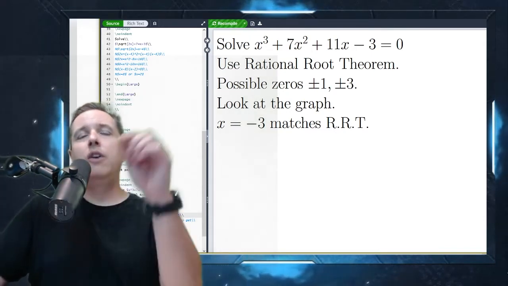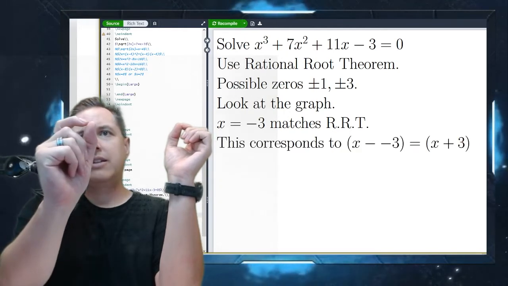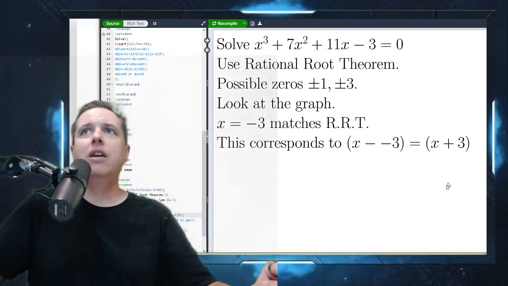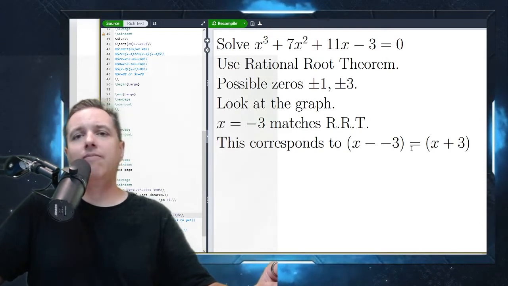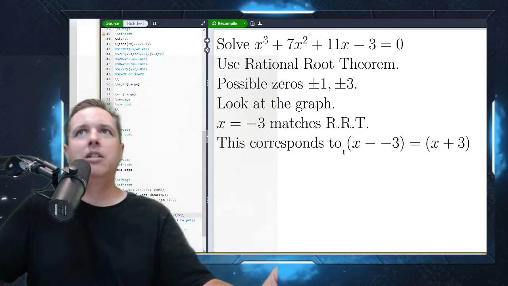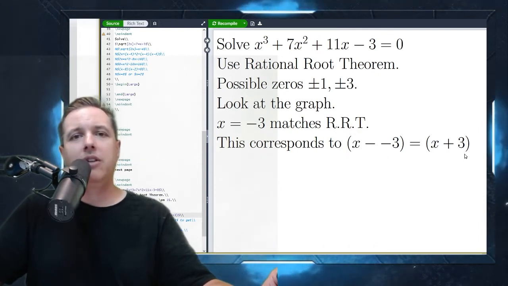Okay, so if you think about it, remember it's always x minus whatever the x-intercept is. So x minus -3 becomes x plus 3. That's how that sign change occurs. Sometimes students get confused about the sign change, but it's because it's x minus whatever the number is, which then becomes an x plus 3.